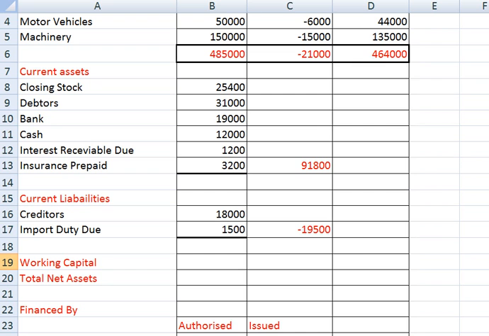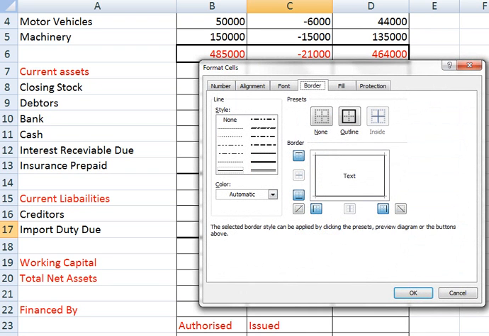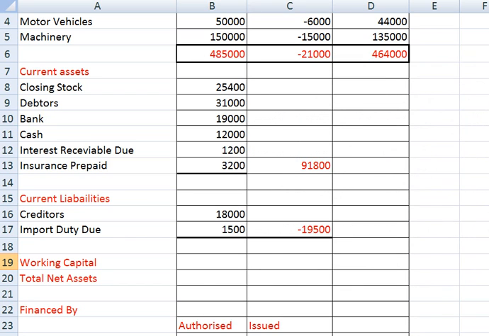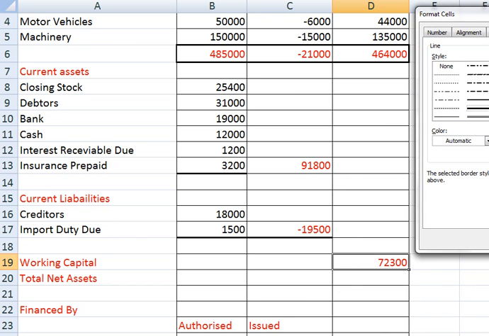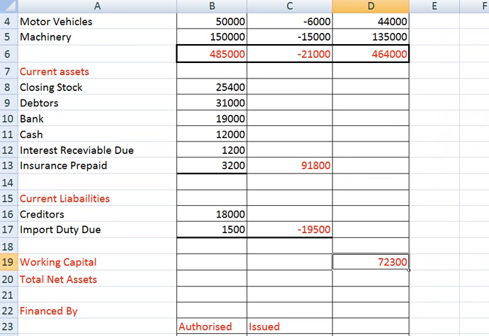Okay, so now that I have my total current liabilities, I can find out my working capital. The working capital is the money available for the day-to-day running of the company: what you own in the short term versus what you owe in the short term. Total current assets minus total current liabilities, and in this question it is 72,300. That's the figure for working capital. Now, to get my total net assets, I add my working capital to my total fixed assets figure here. Add those two together and that will give you the total net assets of the firm, which in this question is 536,300.